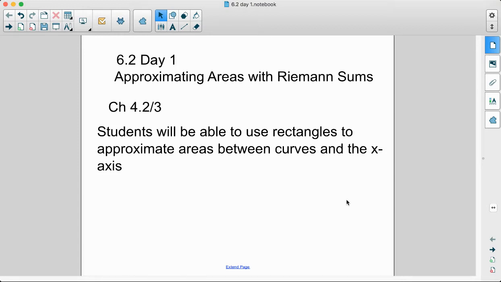Hello, 6.2, day one, approximating areas with Riemann sums. So we're going to find the approximate area under a curve down to the x-axis using rectangles to approximate the curved area. And that is called using Riemann sums. Riemann was a mathematician who first discovered this method.